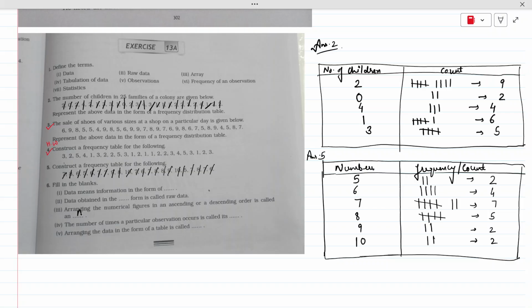I'm also writing this for you, although we have done this just now. Here we will have original. It can be facts, it can be numbers, it can be pictures, etc. Right? Next, the number of times a particular observation occurs is called its frequency. This is called frequency. Now, arranging the data in the form of a table is called tabulation of data. We call it tabulation or presentation of data. Okay.